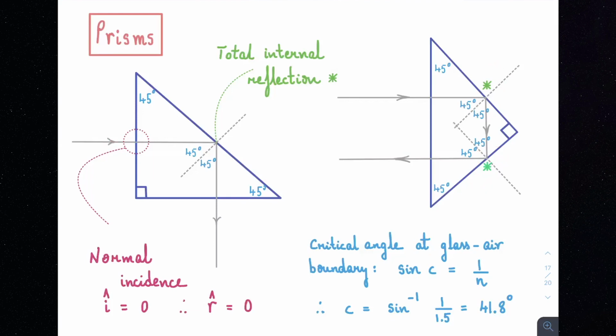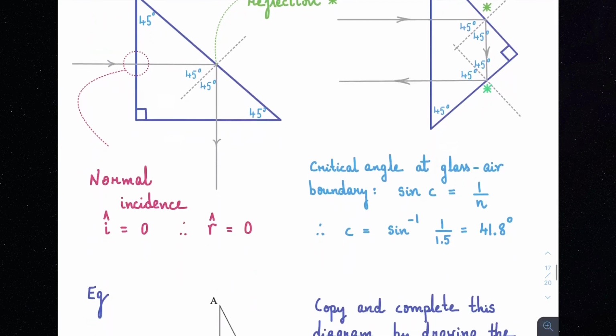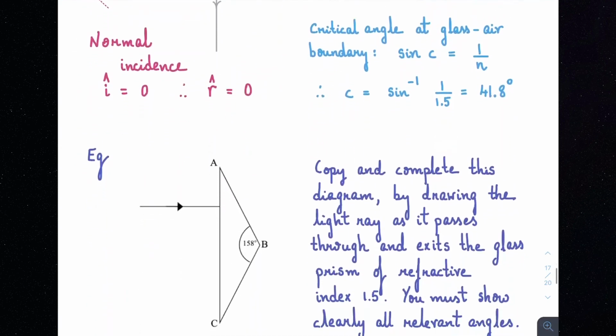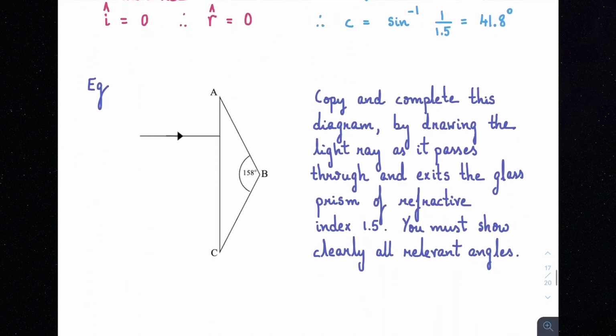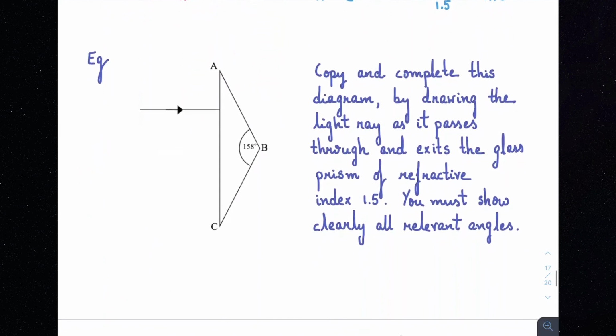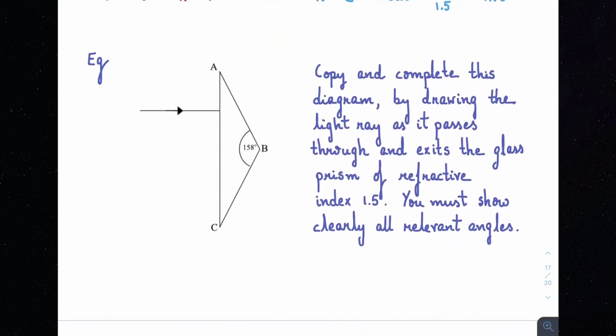You must be aware, though, that prisms might not always be right-angled, such as the one given in this question. Hence, you must be very careful when completing the path traveled by the light ray through and out of the prism. And this must be determined through relevant calculations, and not by reproducing from memory some diagram you've seen before. Let's go through this example together.